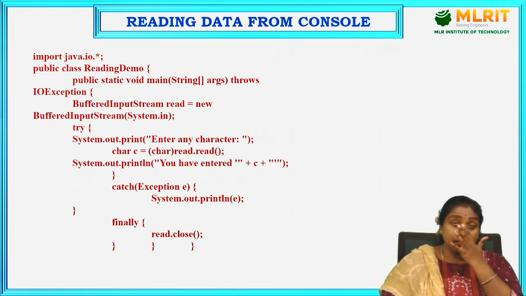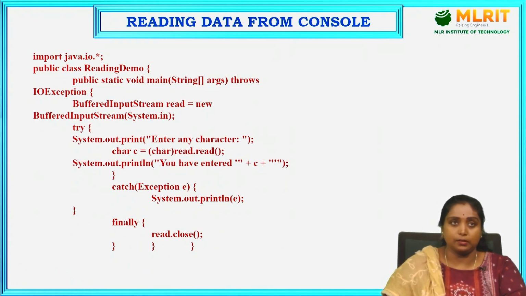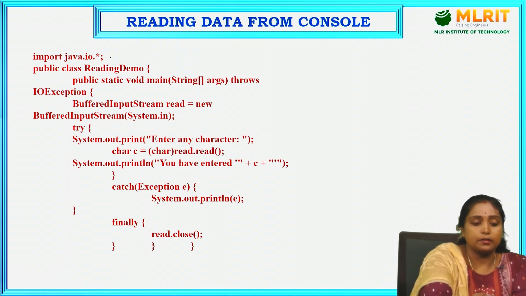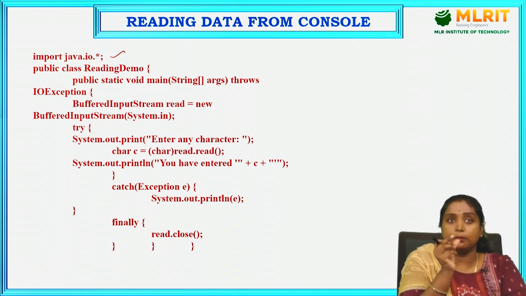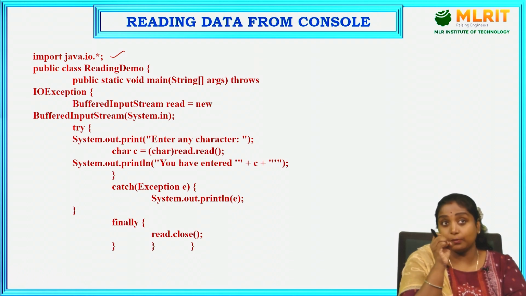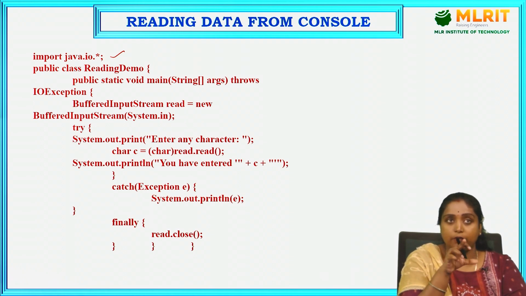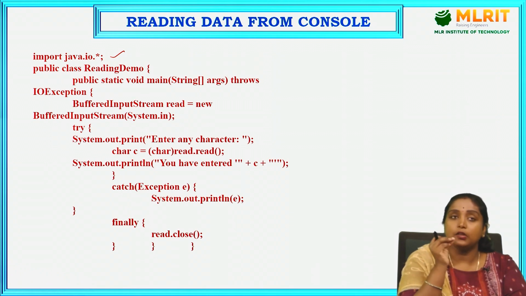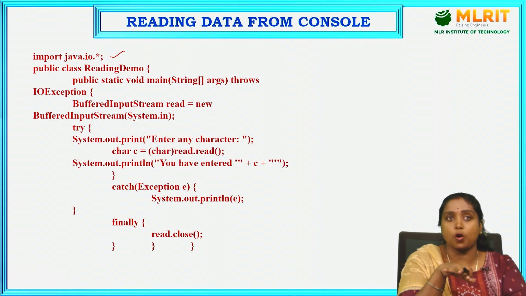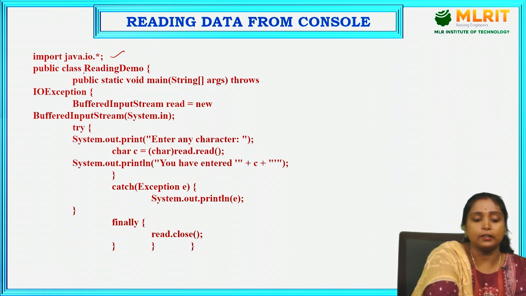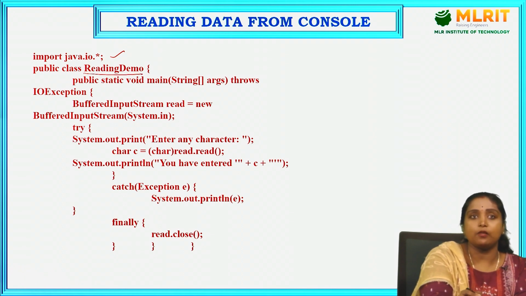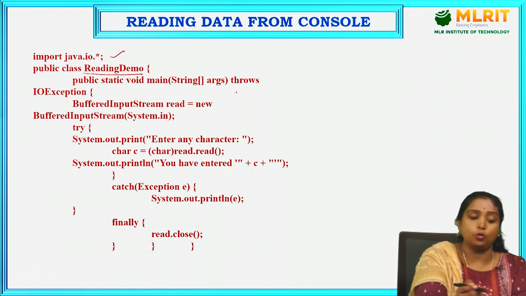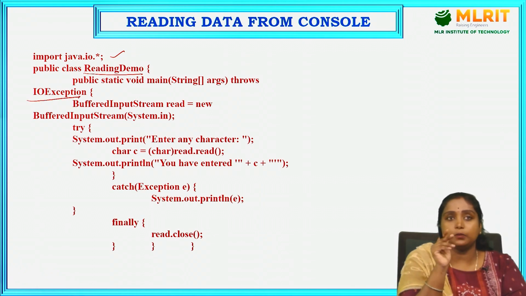Coming to reading, how you are going to read data from a console screen. Here, import java.io.*, because I am using buffered input stream; the byte stream and character stream classes belong to the java.io package. java.io provides various input output stream related classes as well as methods. In order to use those input output operations, we import java.io.*. Next, public class ReadingDemo; ReadingDemo is my class name. Public static void main. This might throw an IOException, so I am throwing IOException.